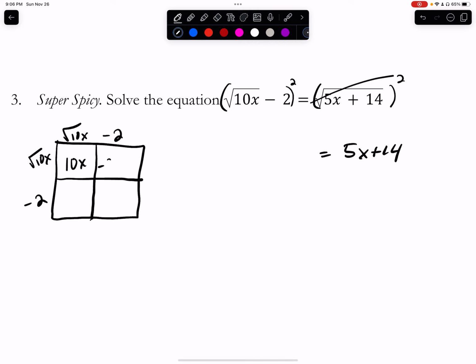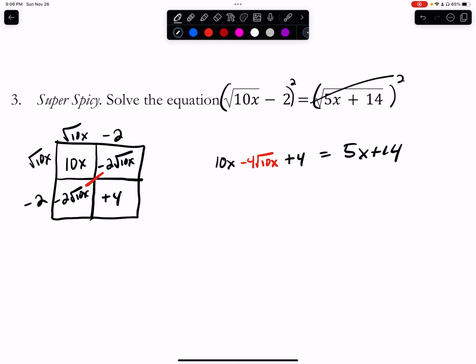Now I've got minus 2 radical 10x's, and then minus 2 radical 10x's. And then I got a little plus 4 right down here. Okay, so it gets a little strange here. So now I've got a 10x here. And then if I combine these like terms, we would get negative 4 radical 10x's. And the last thing we'd have here is a plus 4. Okay, so let's kind of see what we can possibly do to solve this here.